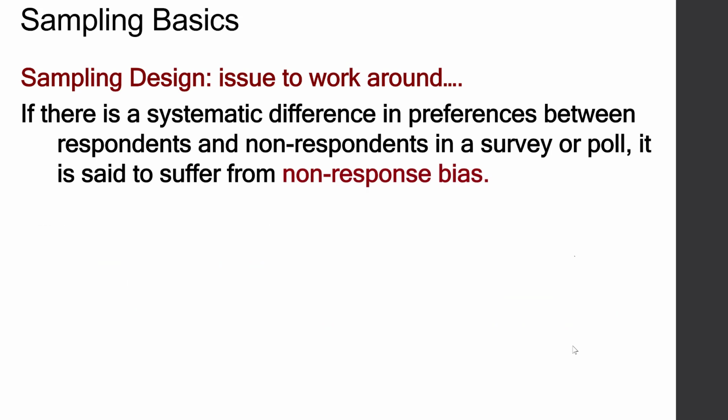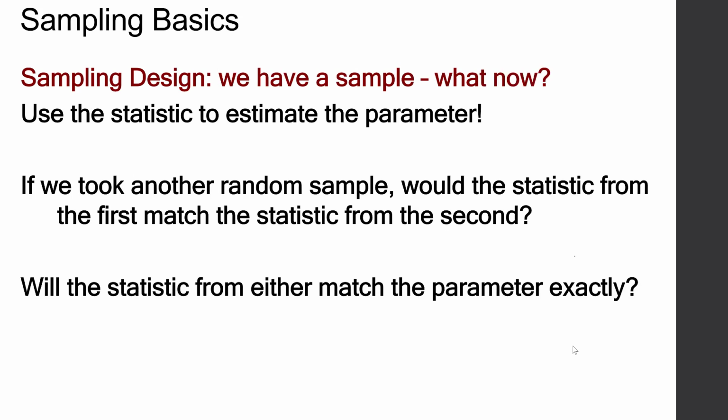Okay, another issue to work around is non-response bias. If there's a systematic difference in preferences between respondents and non-respondents in a survey or poll, it is said to suffer from non-response bias. All right, so we have a sample. What do we do now?